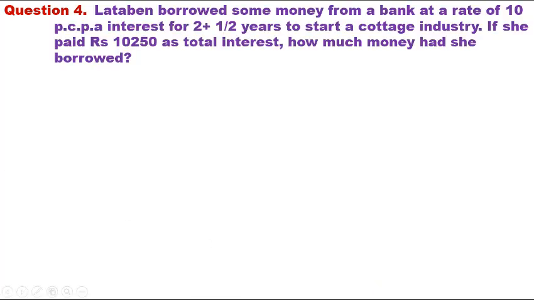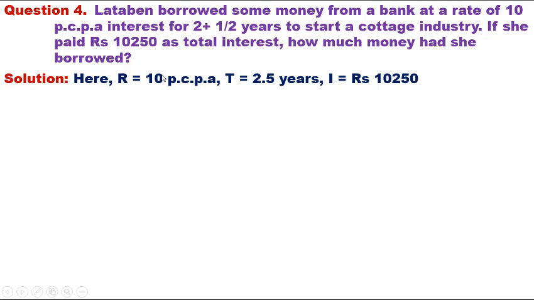Question 4th. Lataben borrowed a sum of money from the bank at the rate of 10% per annum interest for 2 and a half years to start a cottage industry. If she paid rupees 10,250 as total interest, how much money had she borrowed? Here R is equal to 10%, time T is equal to 2.5 years, and total interest is equal to 10,250.